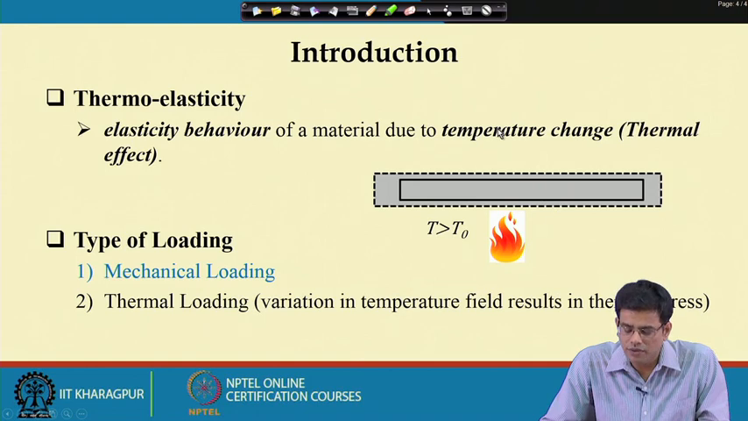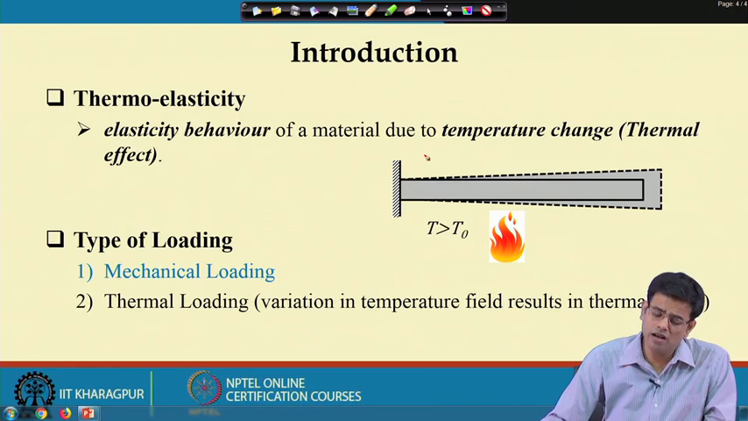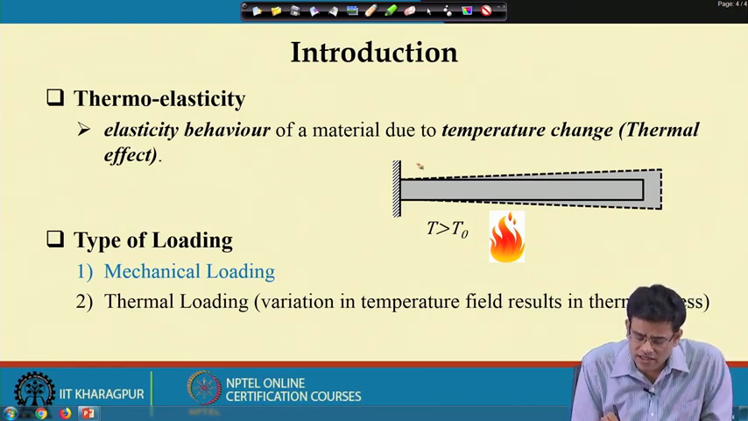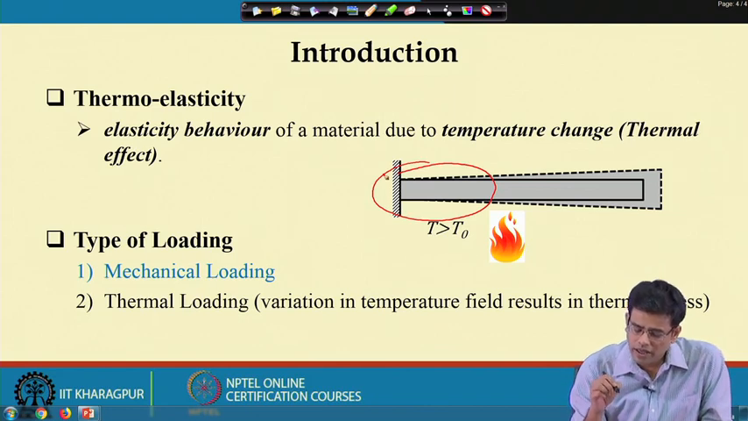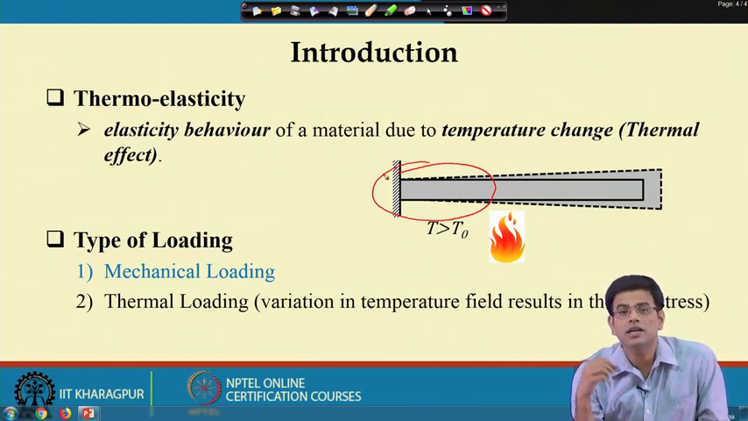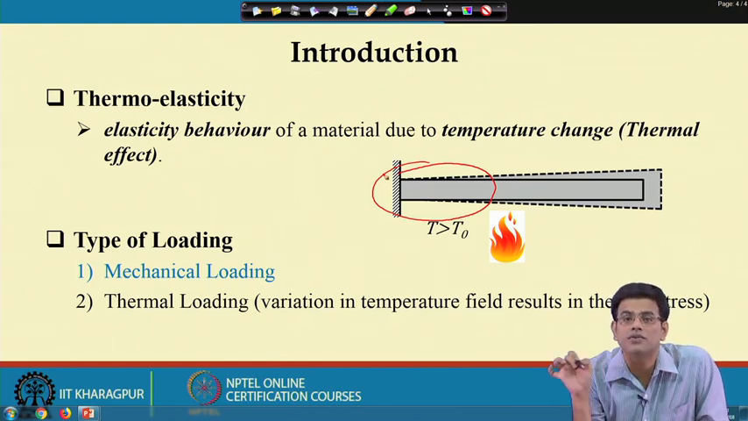But if I restrict the bar at one end, then there will be thermal stress, because the bar is now not freely expandable in this region. That is why uniform heating will generate thermal stress in the body. This is the phenomenon we are trying to model.